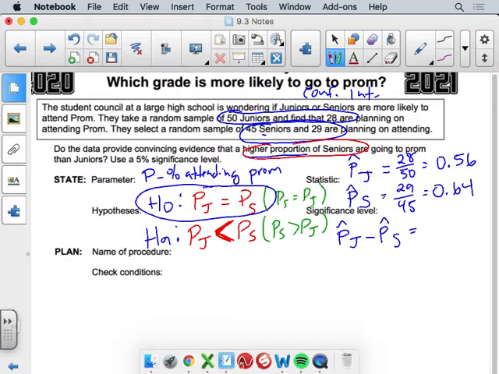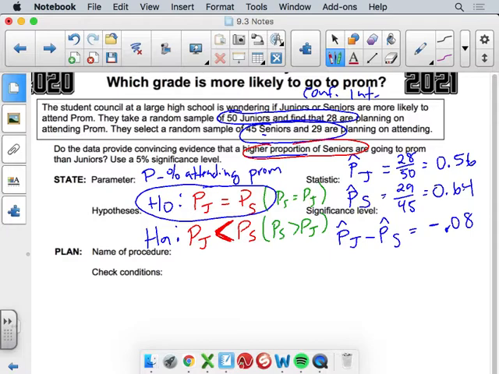In this case, when I do juniors minus seniors, I'm going to get negative 0.08. If you did seniors minus juniors, you would get positive 0.08. You're going to get the same answer, just in a different way. It's symmetric, it doesn't matter. So this is my sample. My sample tells me that seniors are more likely by 8%.